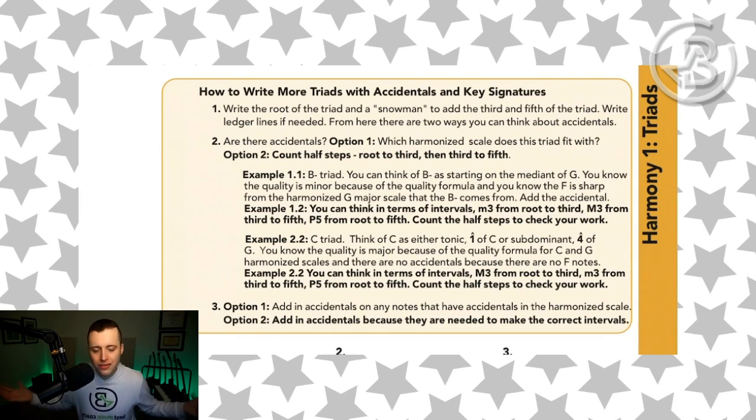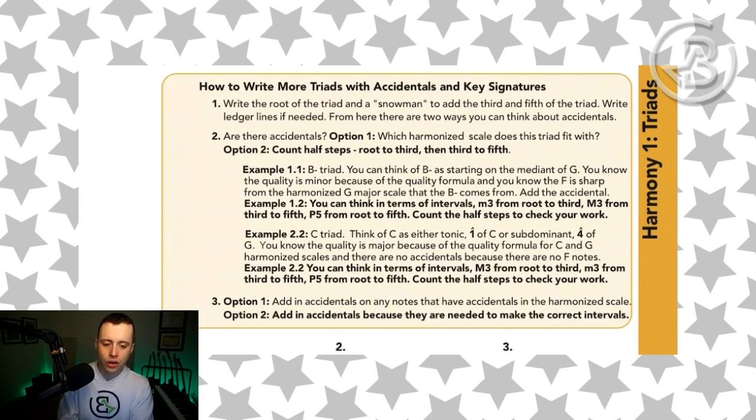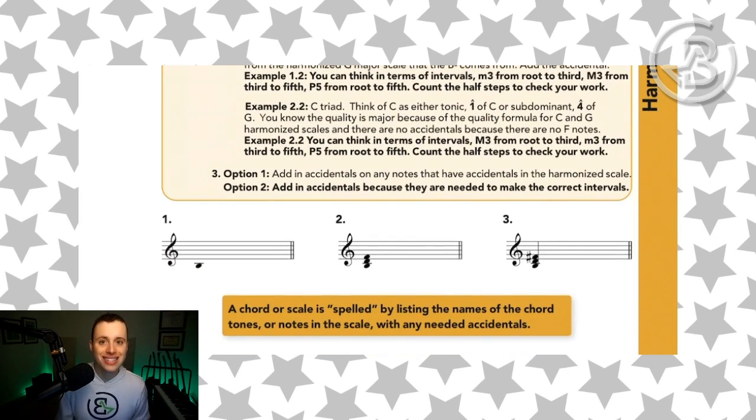So there's 2 ways of thinking about this. You can either think about writing triads in terms of the harmonized scale and thinking about it in relation to all the notes of the scale, or you just think about building the triad with the minor third or major third interval, and then the minor third or major third interval on top of that. I will see you in the next lesson.